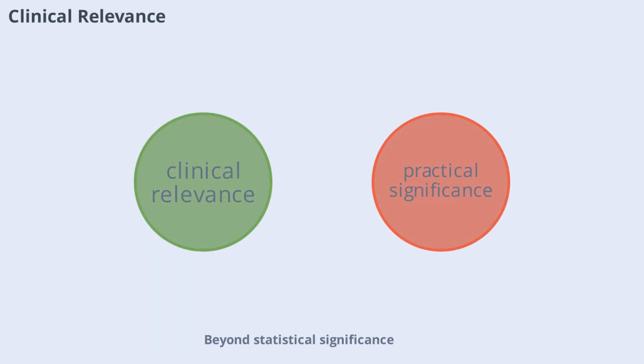Beyond statistical significance, it's crucial to assess whether the study's findings are clinically relevant. Clinical relevance refers to the real-world impact of the results on patient care or health outcomes. Sometimes, a statistically significant result may have little practical value, while a non-significant result could still be meaningful in certain contexts. Always interpret conclusions with an eye toward their practical implications.